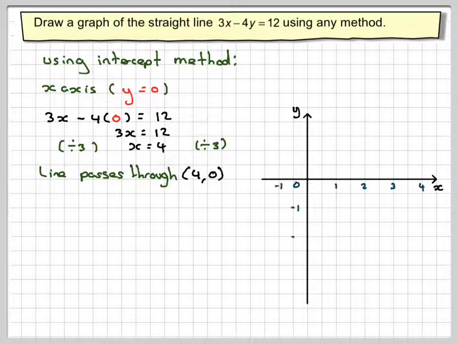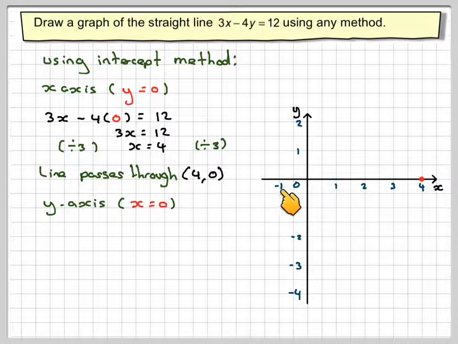So draw a set of axes. Remember to label the axes x and y. And my line passes through the x-axis at the point (4, 0), so put a point here. Now, the reason I put y is equal to 0 is because along this line, y is equal to 0.